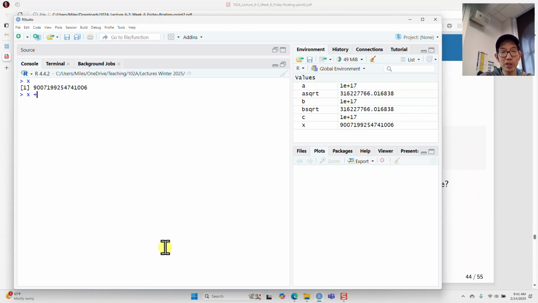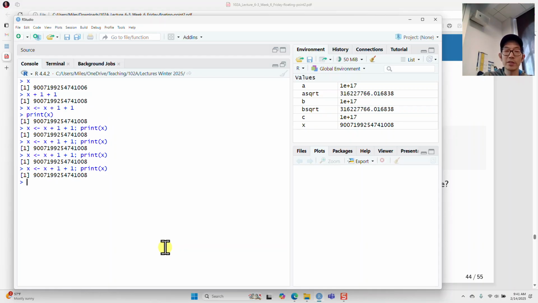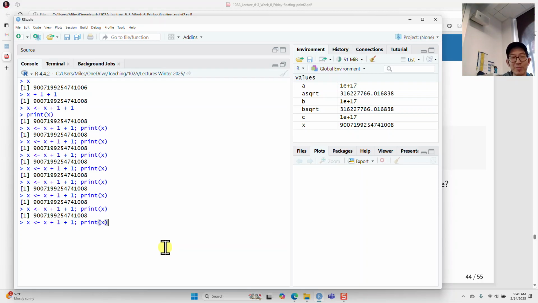I don't know. Okay, let me try x plus 1 plus 1. Well, it looks like it does. Or hold on. So yeah, I'm not quite sure. All right, so let me print x here. Print x. Oh no. X plus 1 doesn't work. So I guess it reads left to right or something. So yeah, but let me try x plus 0 plus 2.